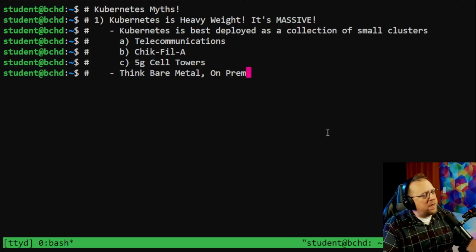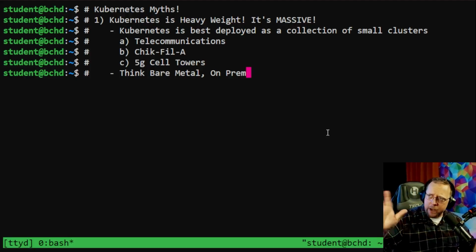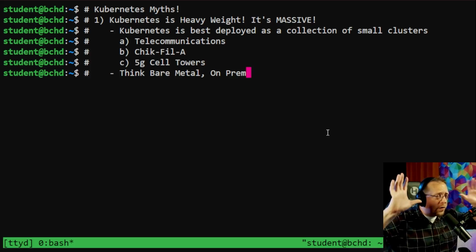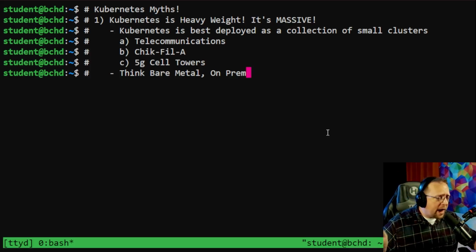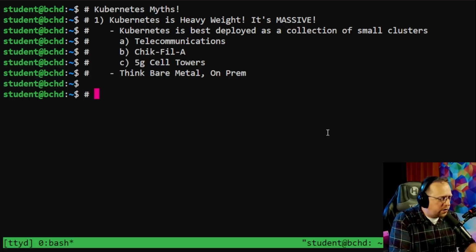So that first big myth, Kubernetes is heavyweight. It's massive. Get that out of your head. No, that's wrong. That's not true, not even in the slightest. Let's keep going, okay? So now here's the next one, number 2.